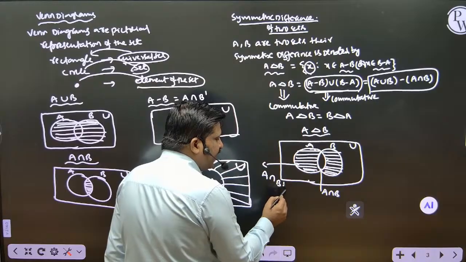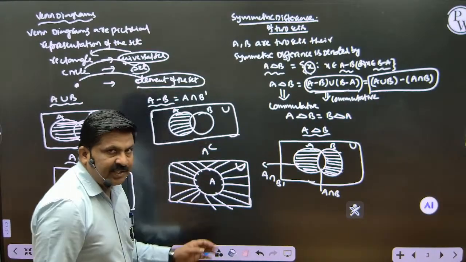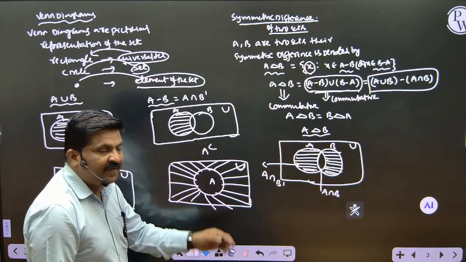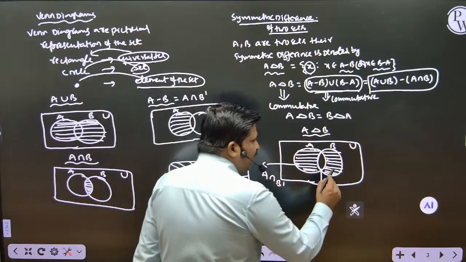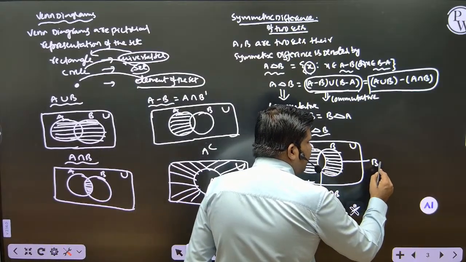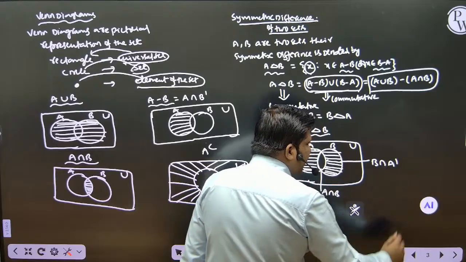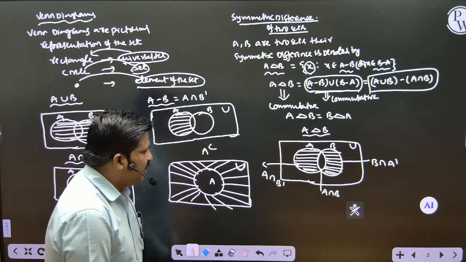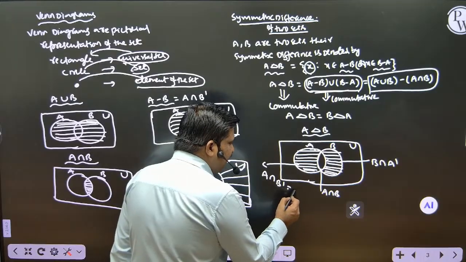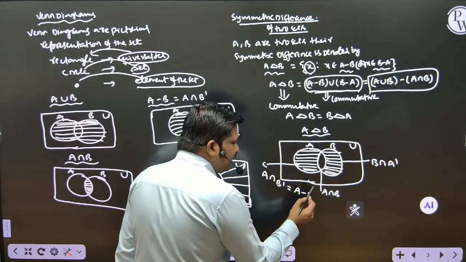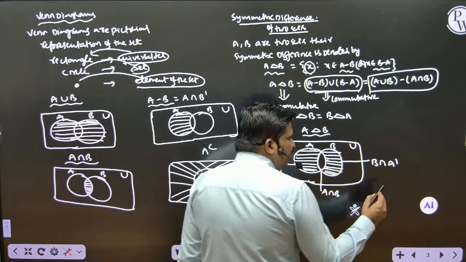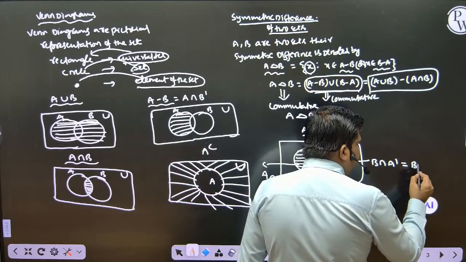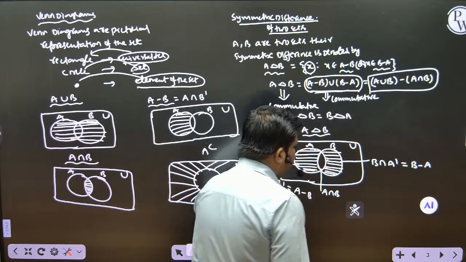Elements of A but not B, or not? This part gives elements of A but not B. But this part gives what? Elements of B but not A. So A intersection B complement can also be written as what? A minus B. B intersection A complement can also be written as what? B minus A.